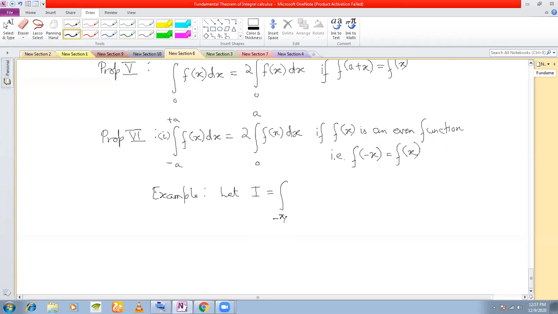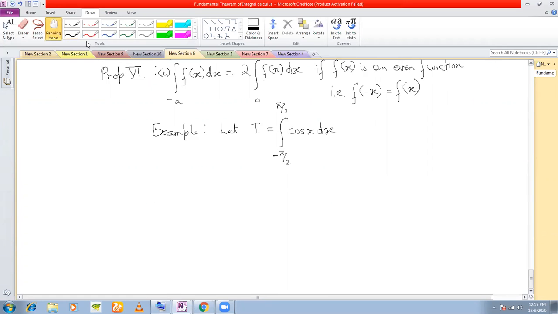Say, the integral from minus pi by 2 to plus pi by 2 of cos x dx. Okay, now see here, what is f(x) here? Here, what is f(x)? f(x) is cos x, right?